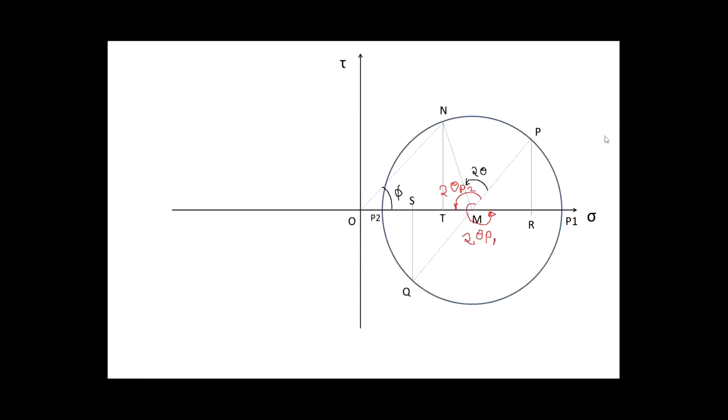Always remember this thing. So you will be getting the principal stresses. Magnitude of principal stress OP1 is the maximum principal stress, then OP2 is the minimum principal stress. Then location: twice theta P2 means theta P2, and twice theta P1 means theta P1.